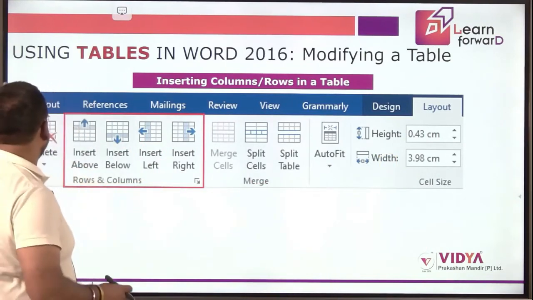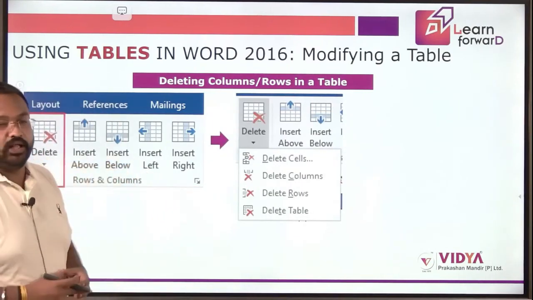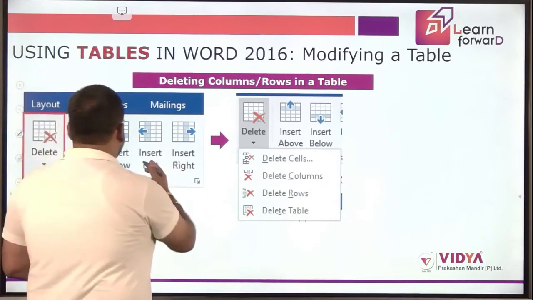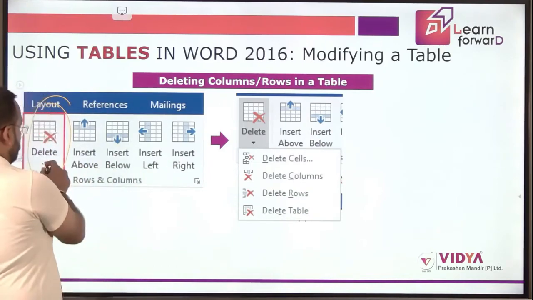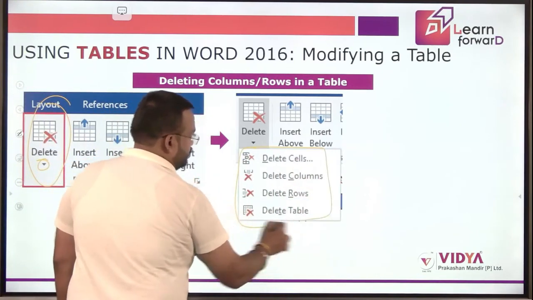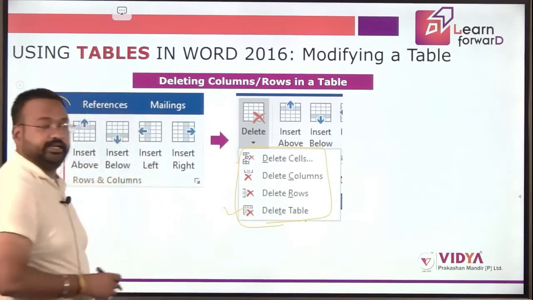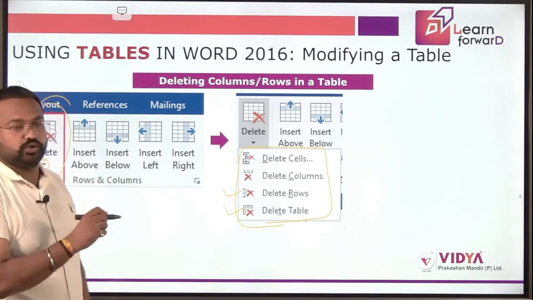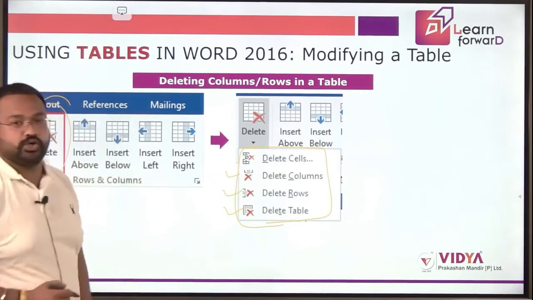So let's move to our next slide. Now suppose you have already created your table and you want to delete some rows or columns. Similarly, if you see, there would be an option of delete, and when you click on this downwards arrow, you will get all these options. So if you want to delete your entire table, you can select delete table. If you want to delete some rows, you have to select those rows and you can simply delete them. And if you want to delete columns, you have to select them.